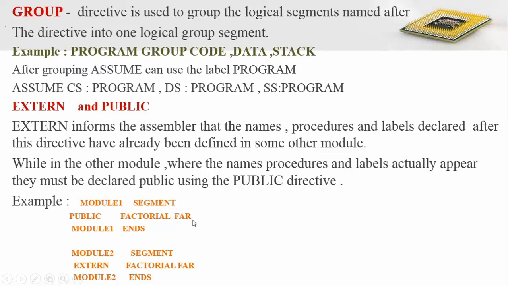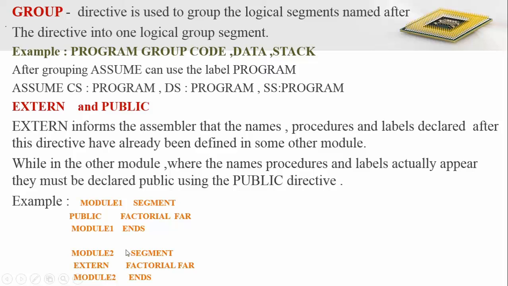If it is near, then this factorial can't be accessed from outside of our current segment. If the type of this factorial is set as far, that indicates the factorial can be accessed from everywhere in the entire 1 MB. So this indicates the end of the module, and this factorial is declared as public and far.